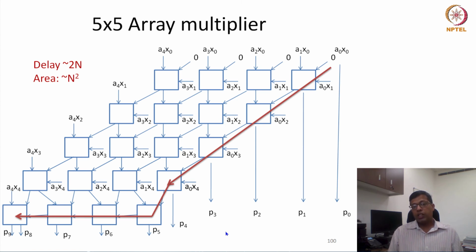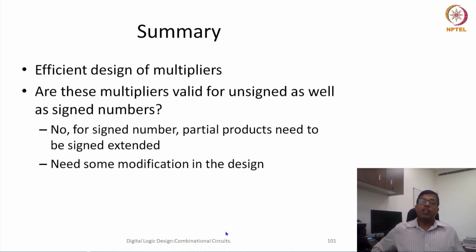So with this, we can almost close our multiplication methods. There are many multiplication methods, but I have chosen these two so that we can understand some of these techniques which can be used for multiplication. Now, as a summary, we have seen in this lecture how to design efficient multipliers. We have seen two different methods.